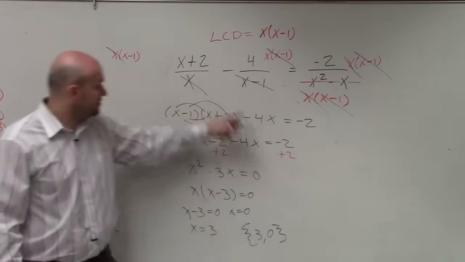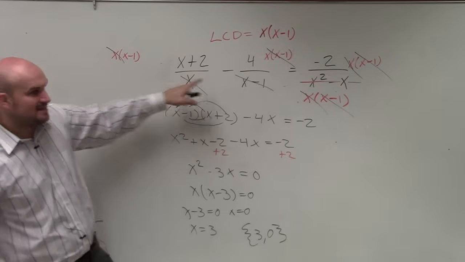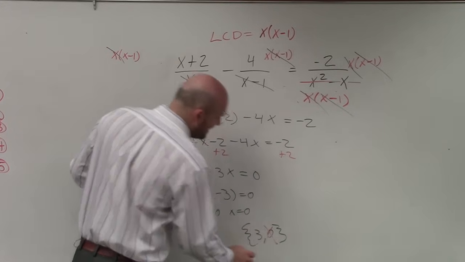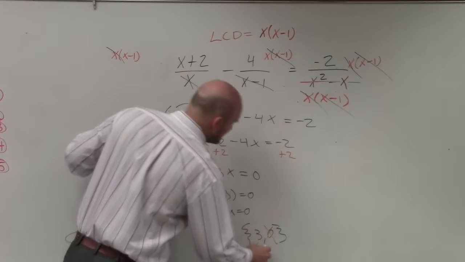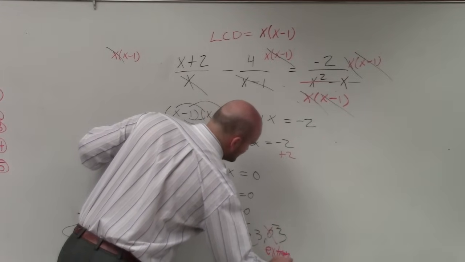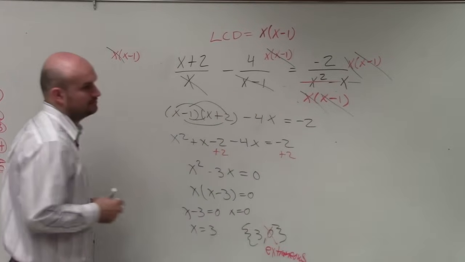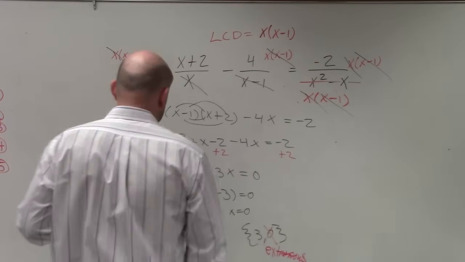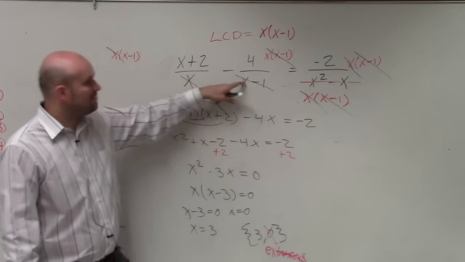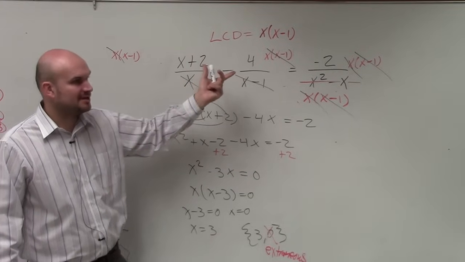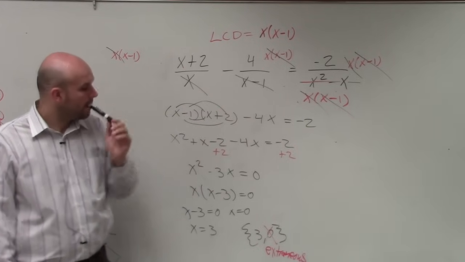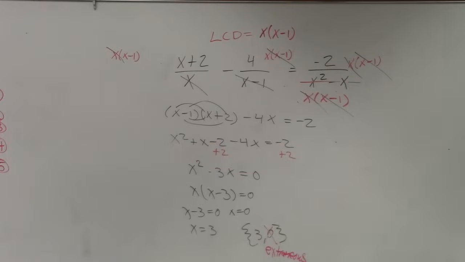So you guys can see 0, when I plug 0 in, that makes that denominator and that denominator 0, right? So 0 is not actually a solution. And the mathematical word we call that is extraneous. Nope, so that would not be a solution. Because when you plug 0 back into your equation, it makes the denominator 0. You can't ever have your denominator equal to 0. So you always want to make sure you go back and check your answers. OK?